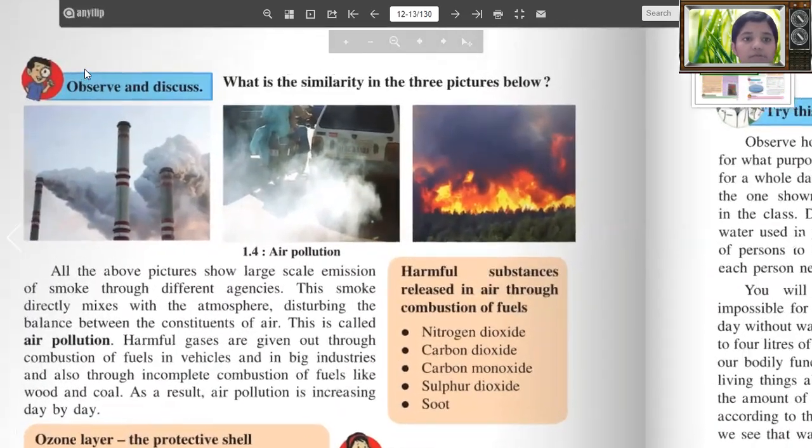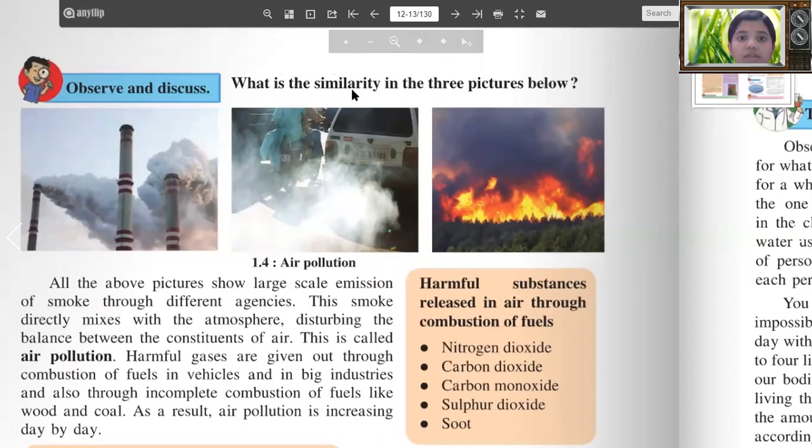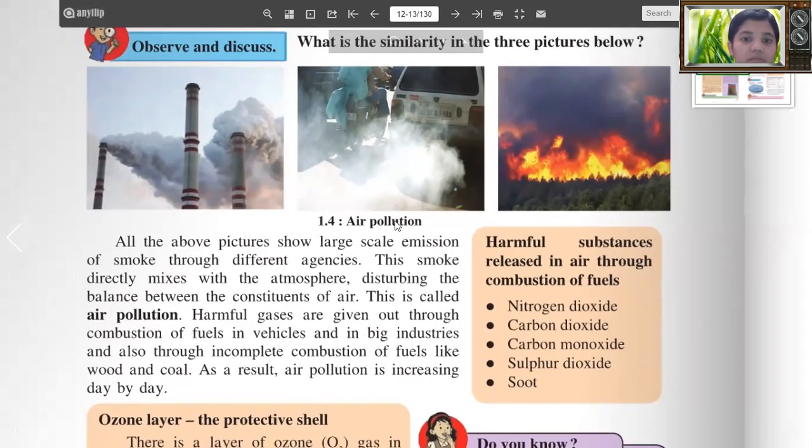Observe and discuss. What is the similarity in the three pictures below? Air pollution. All the above pictures show large scale emission of smoke through different agencies. This smoke directly mixes with the atmosphere, disturbing the balance between the constituents of air. This is called air pollution.